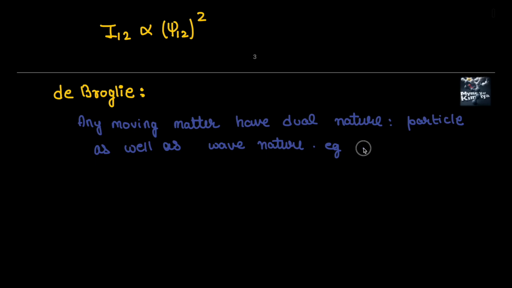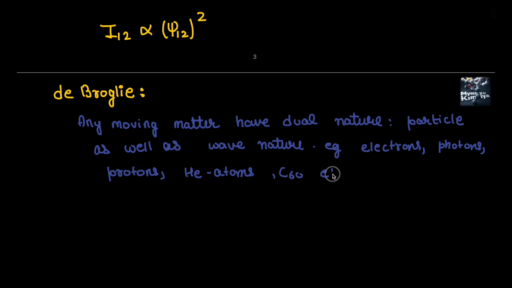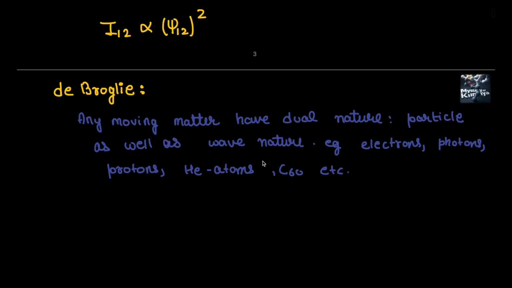For example: electrons, photons, light, protons also, helium atoms, even C60 molecules, etc. So de Broglie suggested that every matter has a dual nature, particle as well as wave nature.